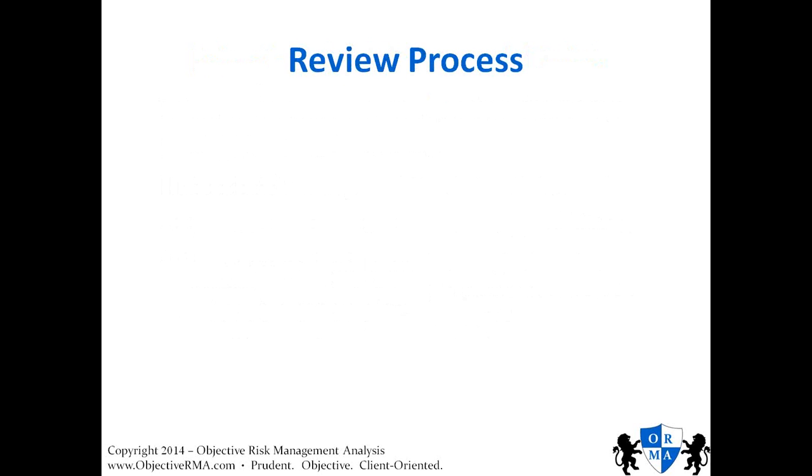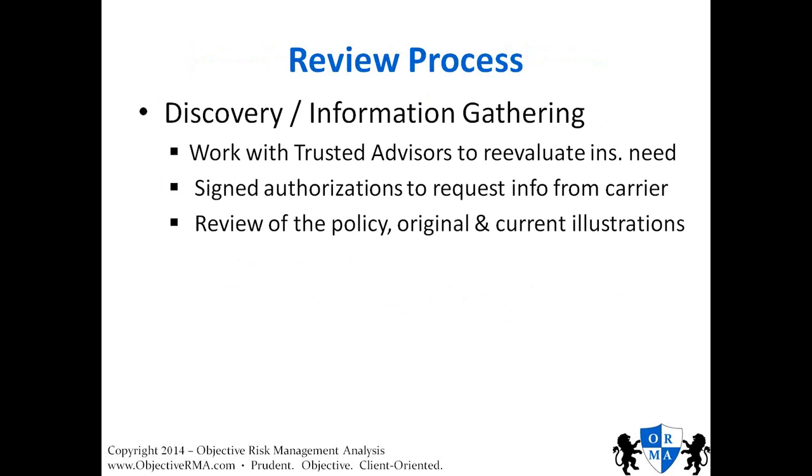So in the review process, I begin with a discovery and information gathering process where I work with the Trusted Advisor Network, attorneys like Frank or CPAs, wealth managers, financial planners, and we evaluate the insurance need to see if he needs the full face amount, or do we have to add more, or do we have to reduce it. I get the proper authorizations that I can request information from the carrier, and then I go to work reviewing the policy and ordering illustrations.